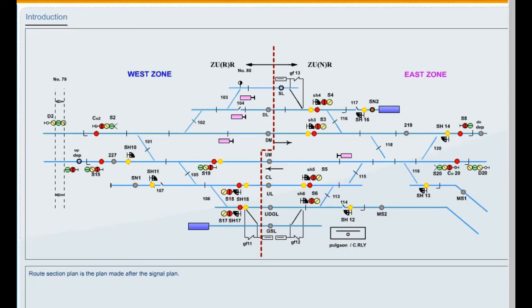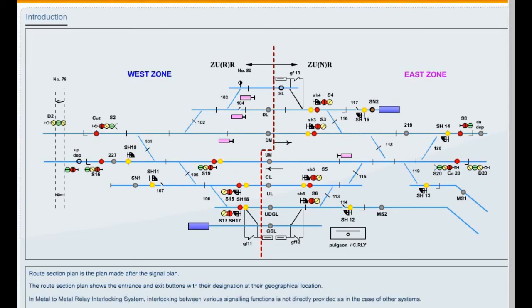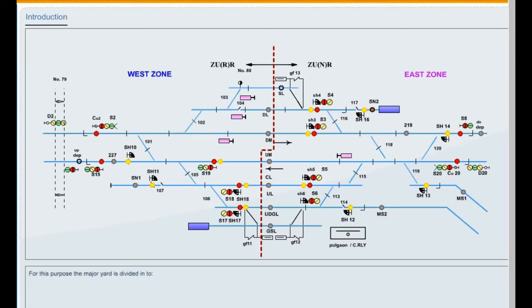Signal plan. The route section plan shows the entrance and exit buttons with their designations at their geographical location. In a metal-to-metal relay interlocking system, interlocking between various signaling functions is not directly provided as in other systems. For this purpose, a major yard is considered as follows: yard to zones, zones to signal routes, signal routes to subroutes, subroutes to route sections and overlap.